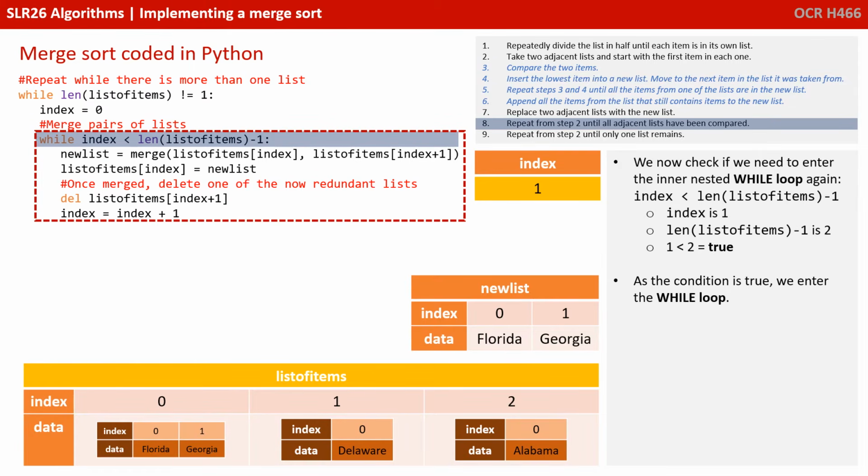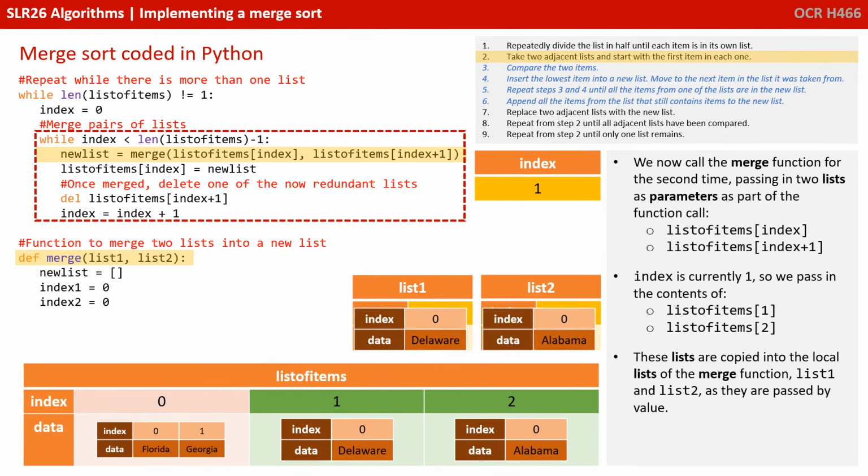We now check if we need to enter the inner nested while loop again. So remember, that's index is less than len list of items minus 1. Well, index is currently 1. Len list of items minus 1 is 2. 1 is less than 2 is true. As the condition is true, we enter the while loop.